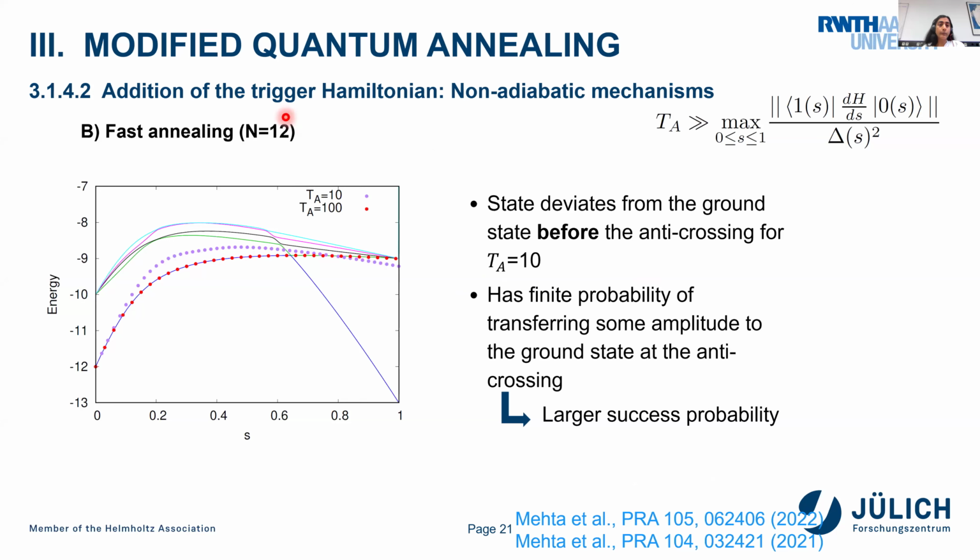Another mechanism that was found to be helpful for the success probability was fast annealing, where we see that if the chosen annealing time is so small, for example, in this case, an annealing time of 10, that the state of the system already starts to deviate from the ground state before the anti-crossing, then upon reaching the anti-crossing, there is a finite probability for some of the amplitude to return to the ground state, thereby resulting in a larger success probability as compared to this case for a longer annealing time, where the state of the system closely followed the ground state till the point of anti-crossing, and then most of the amplitude was shifted to the first excited state after the anti-crossing.